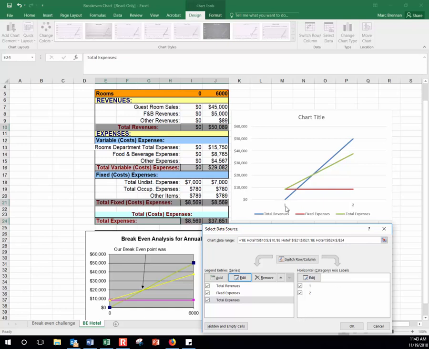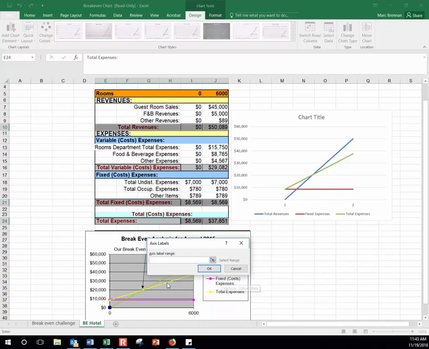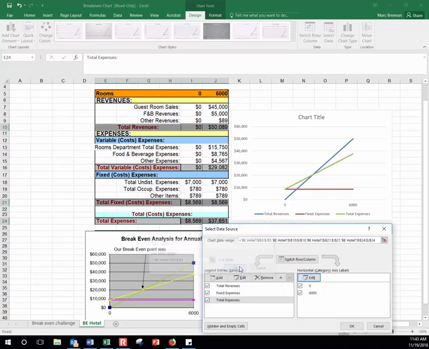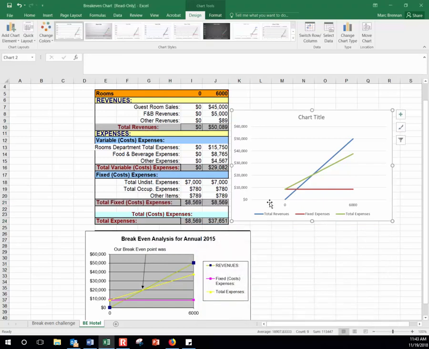Now our horizontal axis shows 1 and 2, but really we wanted to show what sales are like at 0 rooms sold and at 6,000 rooms sold. So we need to edit that. And then what's our label range? 0 and 6,000, and press OK. We'll press OK. Now we're starting to look a lot more like a break-even chart.